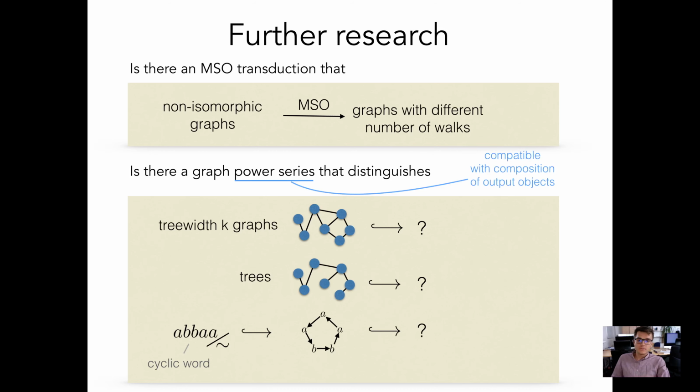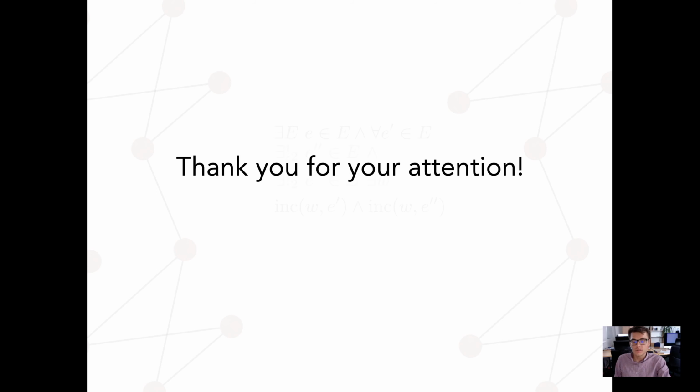It is important that those algebraic objects have to be compatible with composition of output objects, because this is how they will be constructed. Once the graphs, for example, are composed, the corresponding power series should also be composed at the same time. This is everything I wanted to say, so thank you for your attention.